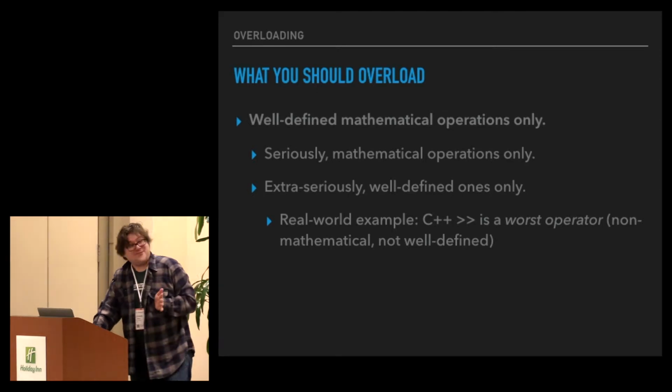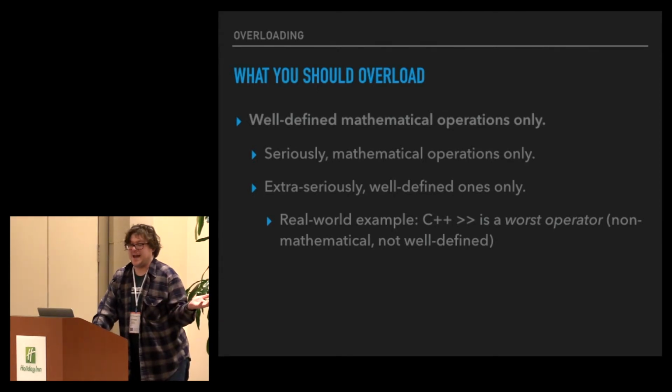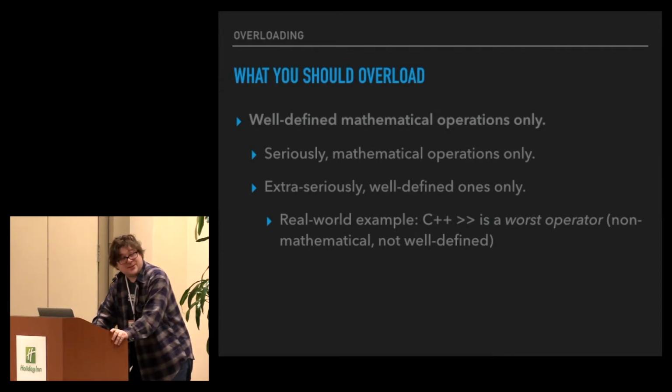However, C++ has a fantastic real-world example for us. They use the bit shift operator as writing to a file handle. It is what I would like to call a worst operator. It's not mathematical, and it's not particularly well defined. For example, what happens if I can't write to this file? It's not really specified very well.